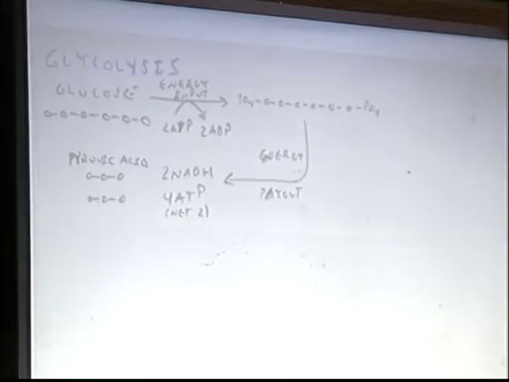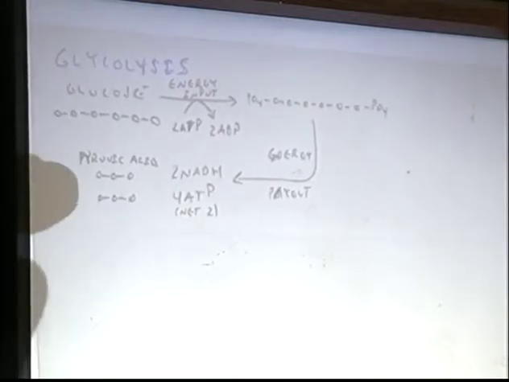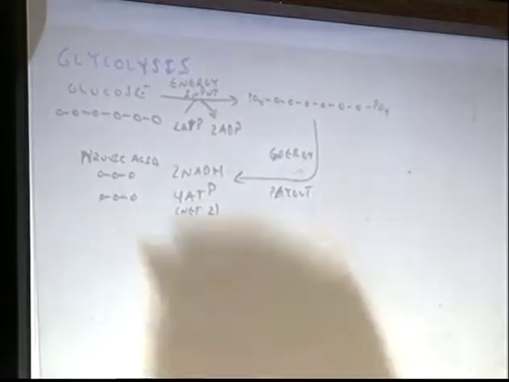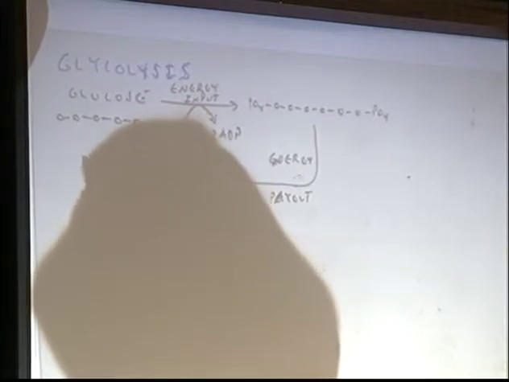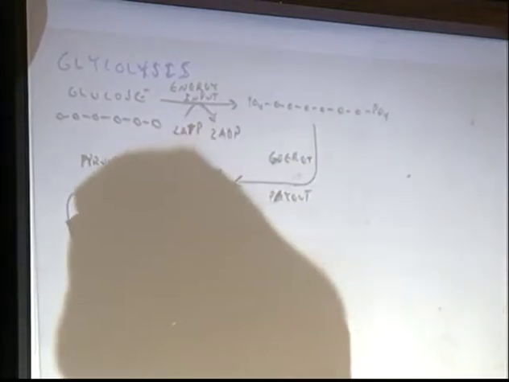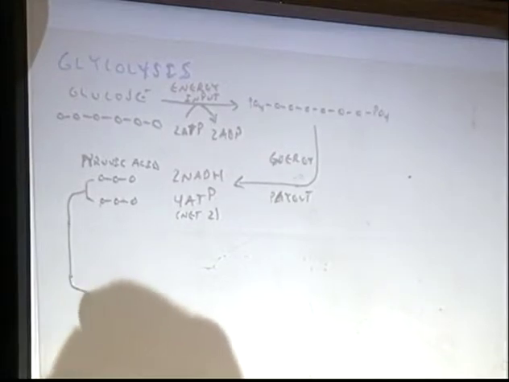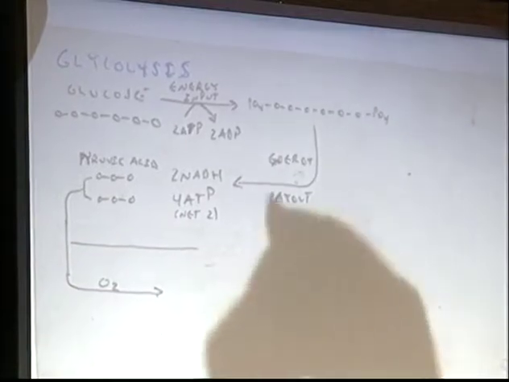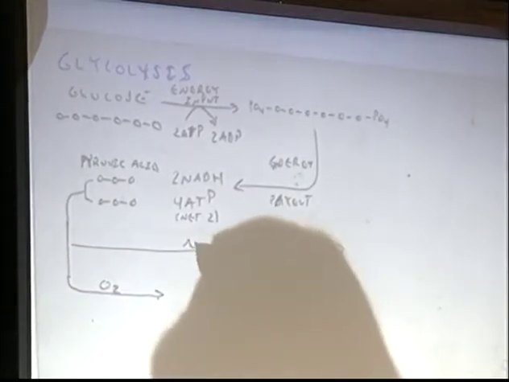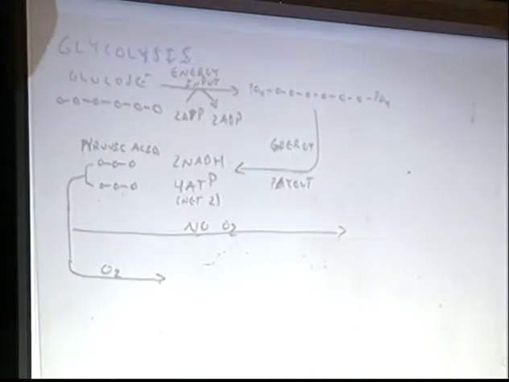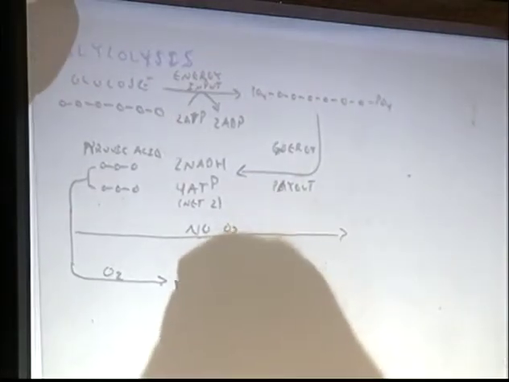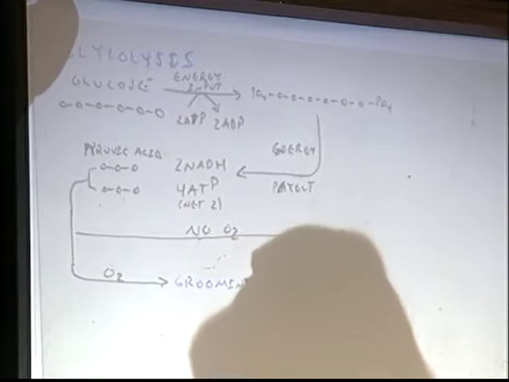Now, we have to take the products of glycolysis and go in 2 different pathways. We have to decide whether oxygen is available or not. So we'll have 2 arrows here. One where we have oxygen, and another one, which I'll deal with later, where we have no oxygen, no O2. If we have O2, we can then go into the grooming step.